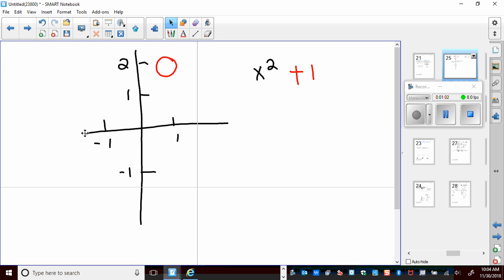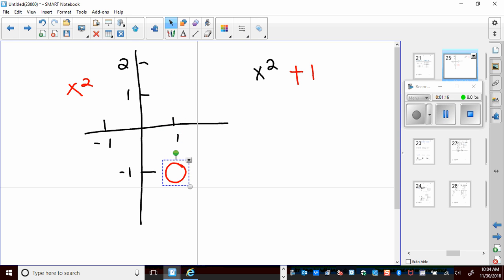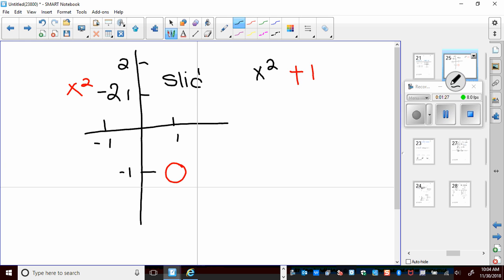If it had moved down, the original equation is x squared. It moves down, let's say 2 units. Then we just subtract the number of units. So this transformation is called sliding. You're just sliding.